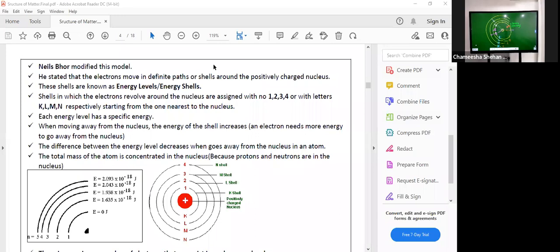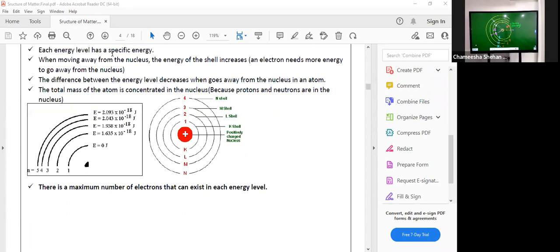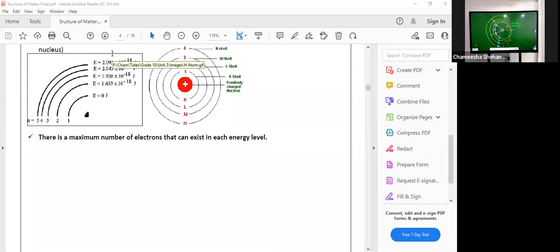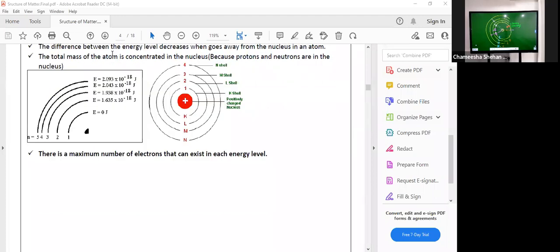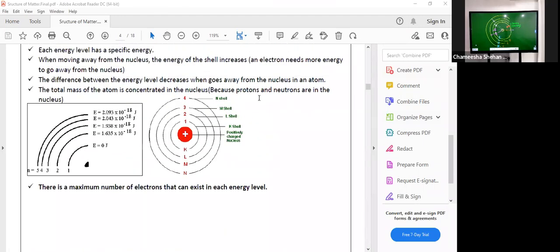The difference between the energy levels decreases when going away from the nucleus of an atom. Okay, we know about that also. The total mass of the atom is concentrated inside the nucleus because protons and neutrons are present inside the nucleus. Right. Can you understand that part also, guys? Right. I need you to have this diagram very quickly over here.